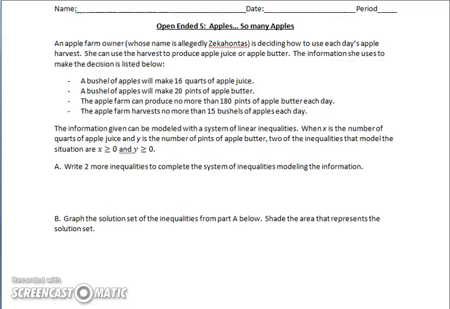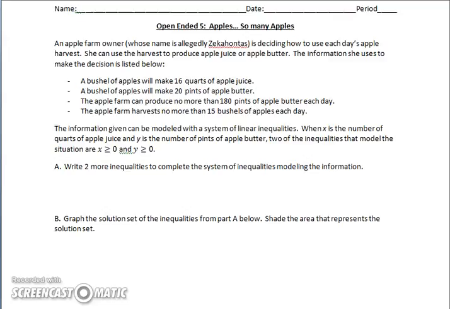An apple farm owner is deciding on how to use each day's apple harvest. She can use the harvest to produce apple juice or apple butter. The information she uses to make the decision is listed below. 16 bushels of apples will make 16 quarts of apple juice. A bushel of apples will make 20 pints of apple butter. The apple farm can produce no more than 180 pints of apple butter each day. The apple farm harvests no more than 15 bushels of apples each day.